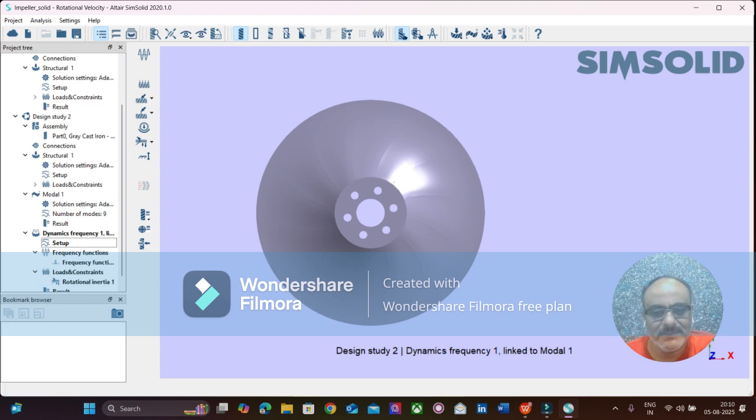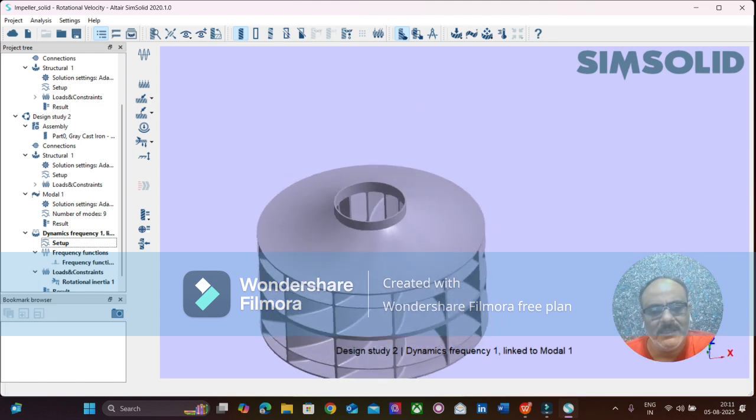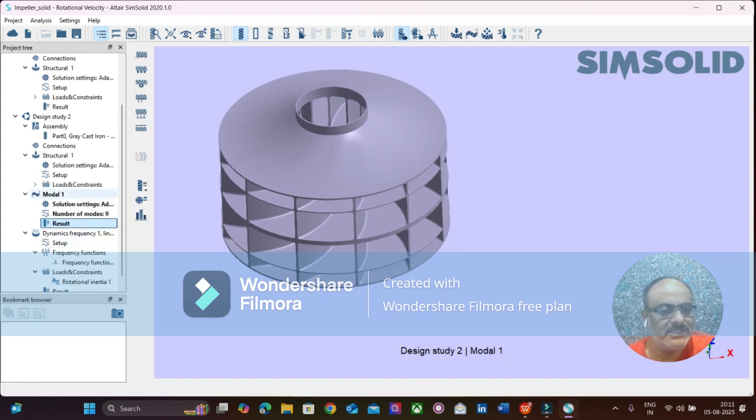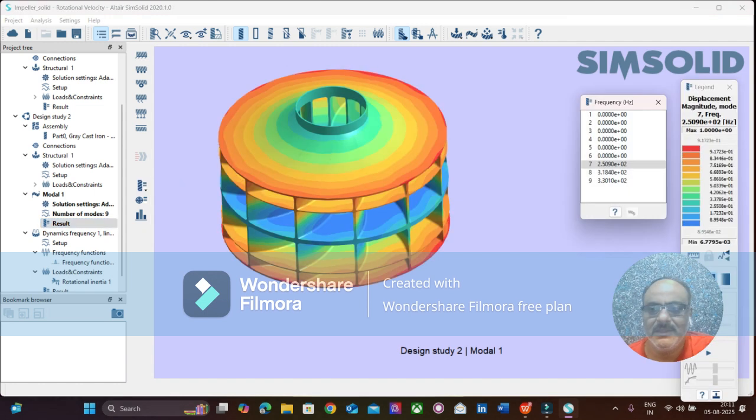So this is the impeller, and to the same impeller, the previous simulation we performed was finding out the normal modes. So we had 251, 318 and 330. These are the fundamental frequencies. So completely the impeller is at rest, and only because of the internal atomic, the electronic spinning, there are internal vibrations, and these vibrations are in these frequency zones. So 251, 318 and 330.